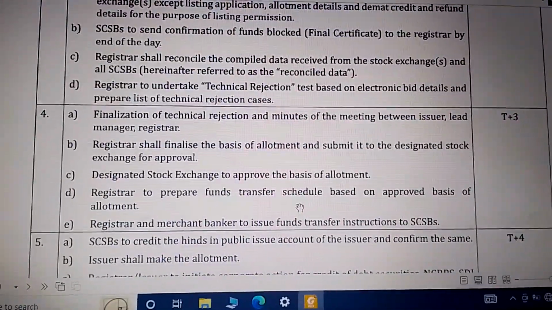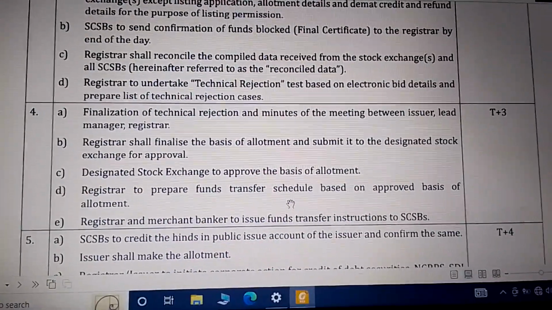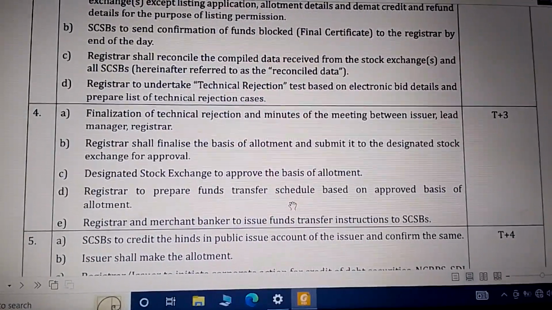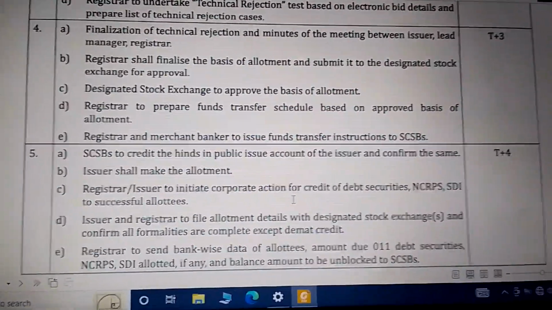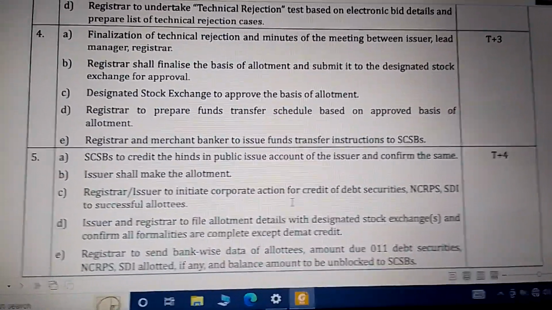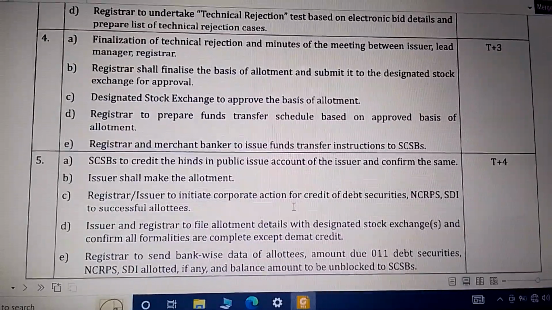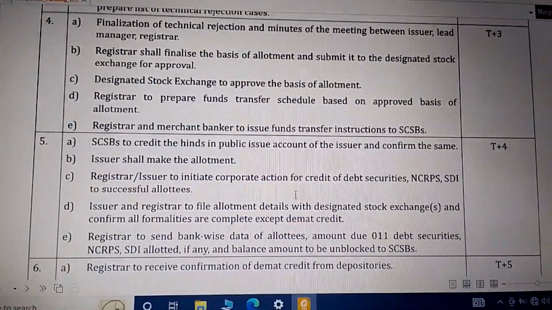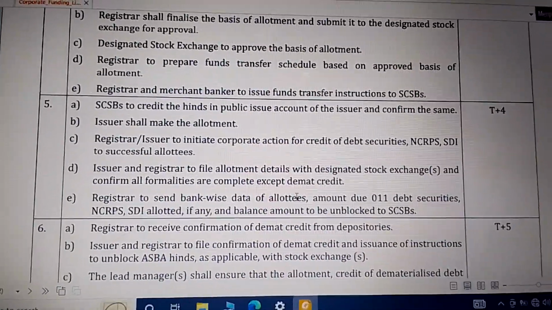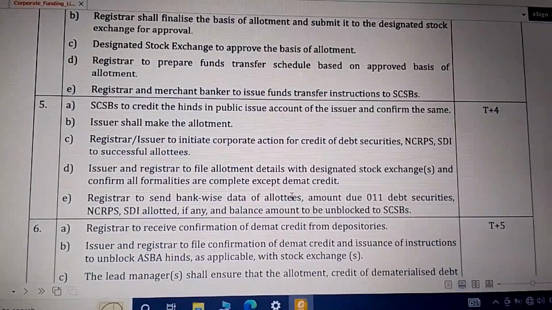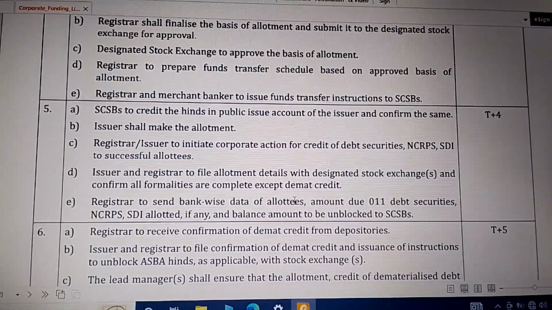T+3, registrar shall finalize the basis of the allotment and submit it to the designated stock exchange to approve the basis of the allotment. Registrar to prepare the funds transfer schedule based on the approved basis of the allotment. Registrar and the merchant banker to issue the fund transfer instructions to the SCSBs. Now T+4, SCSBs to credit the funds in the public issue account of the issuer and confirm the same. Issuer shall make the allotment.